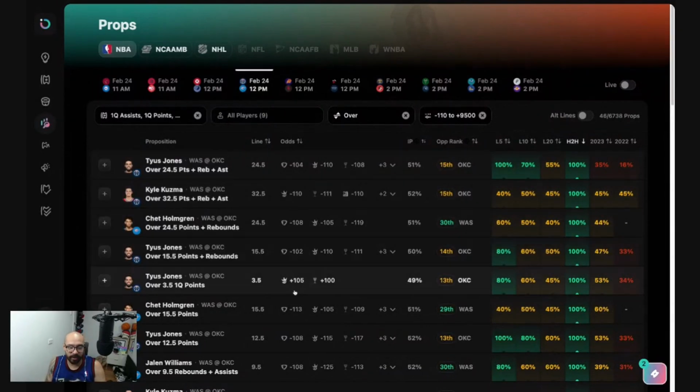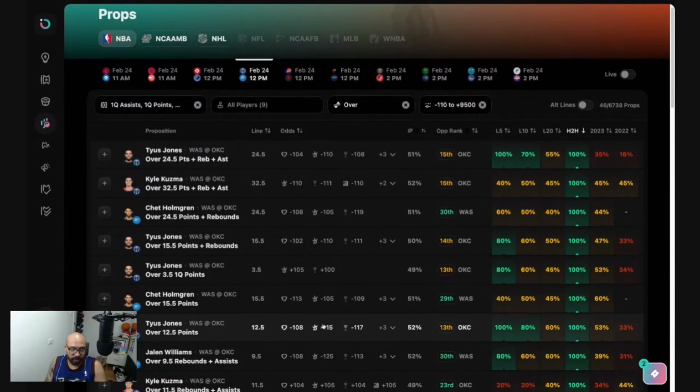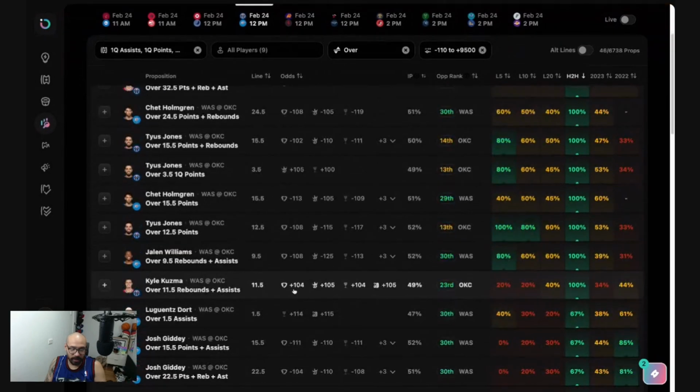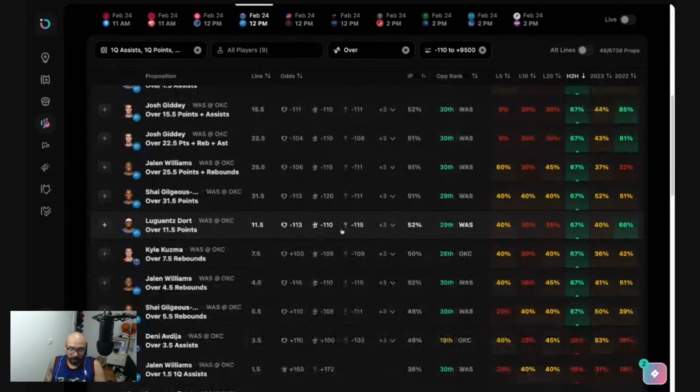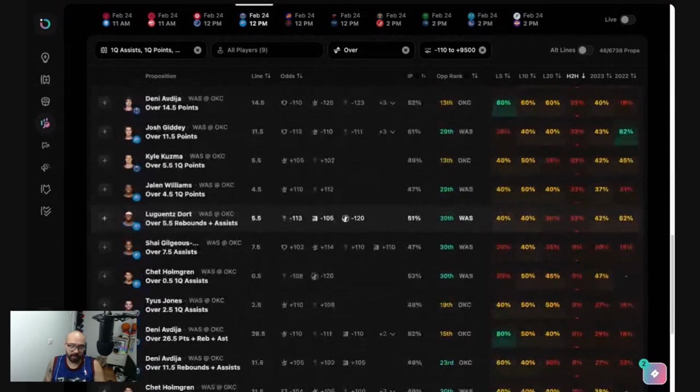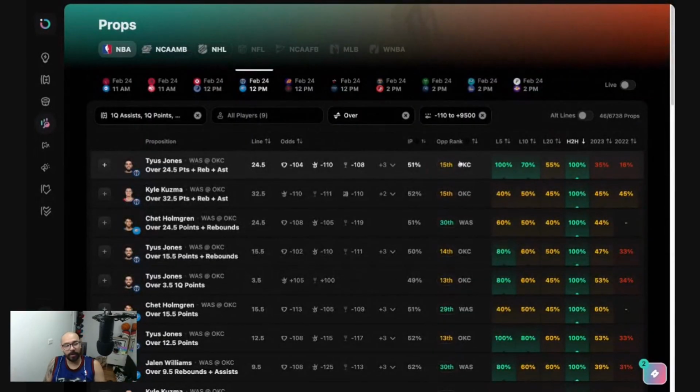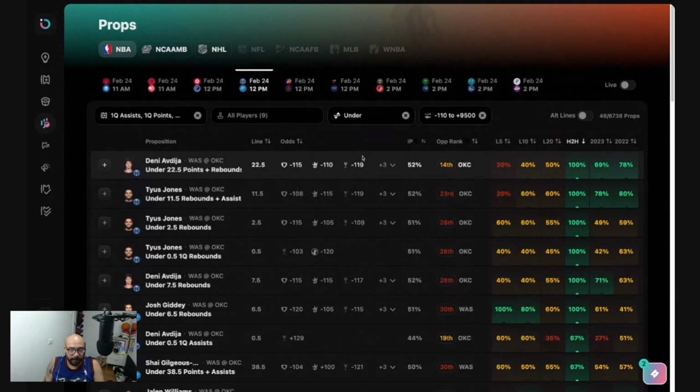We got some more Tyus Jones action here. More Tyus Jones, Jalen Williams, and Kuzma rebounds and assists, but I wouldn't be interested in playing that either. So none of these other props are really screaming out to me. So not to say that there's probably no value out there, but based on the criteria and how we're looking, those aren't yelling out to me.